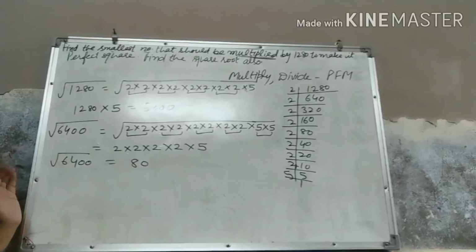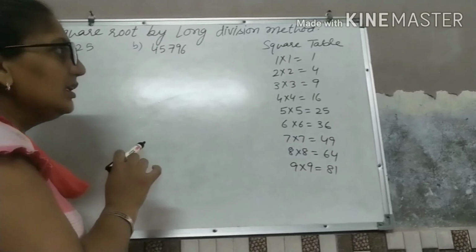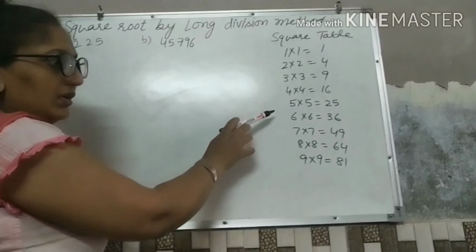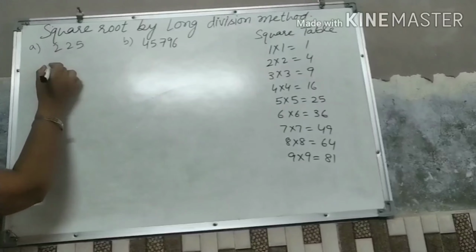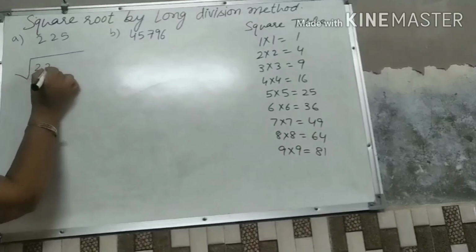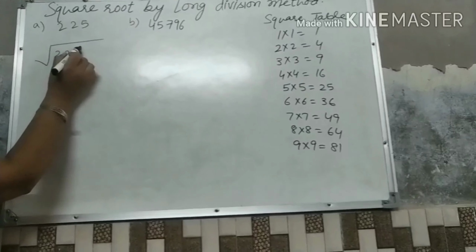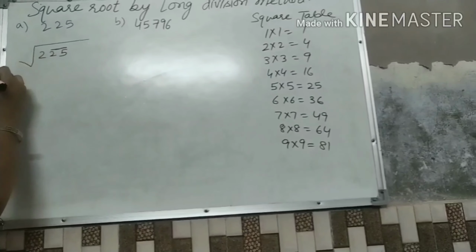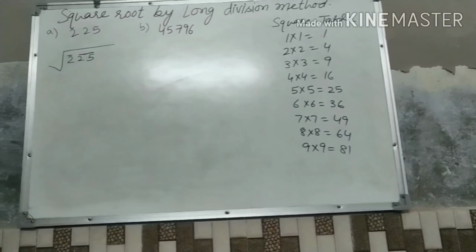Okay students? We will do square root by long division method. In this, first of all you will write the square table up to 9. First of all, in this you will make the pair starting from the extremely right. So make the pair. This is the first pair and this is the second.